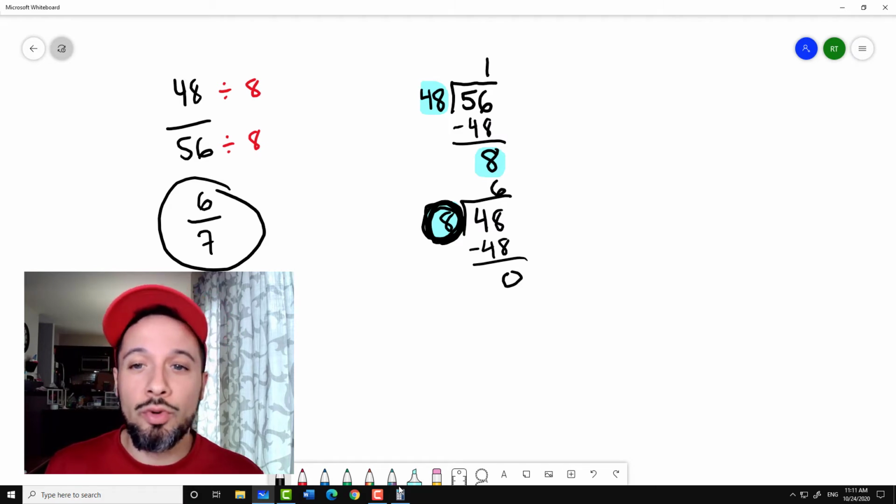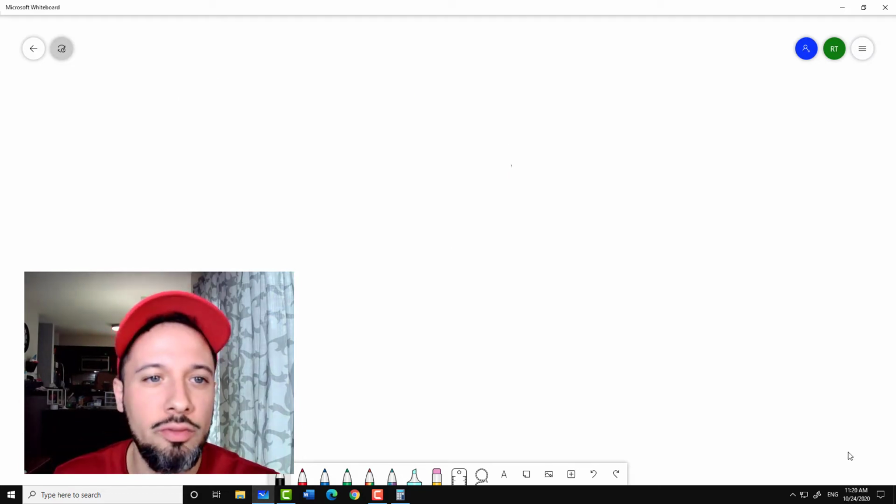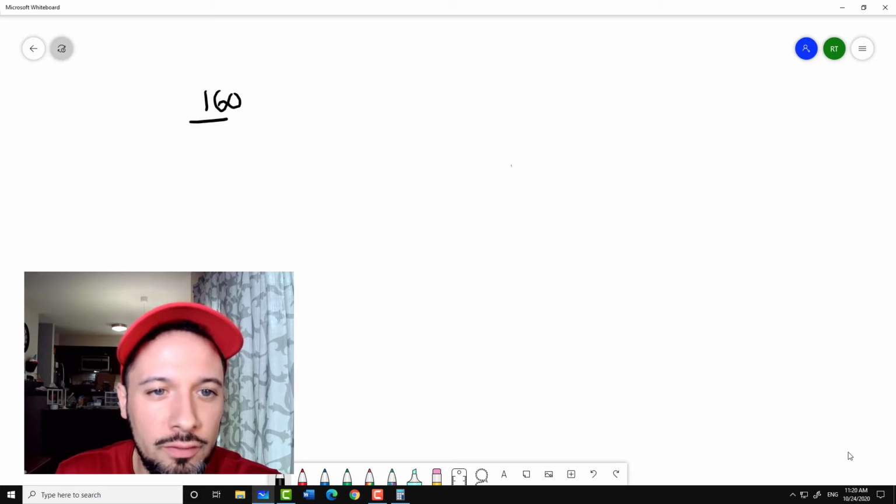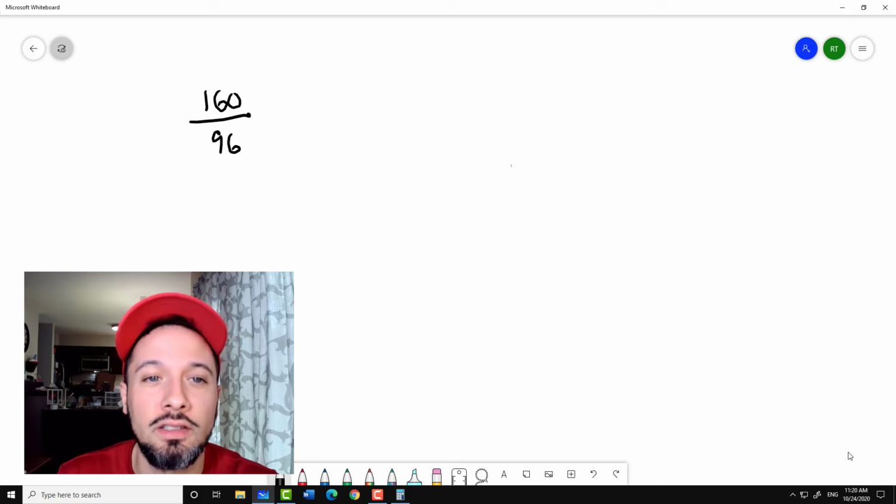I'm going to try another example where you can see that we have to repeat it more than once, so you can see and hopefully get the hang of how to use this method. Alright, let's try another problem. We're going to find the GCF, the biggest number that can divide into 160 and 96.